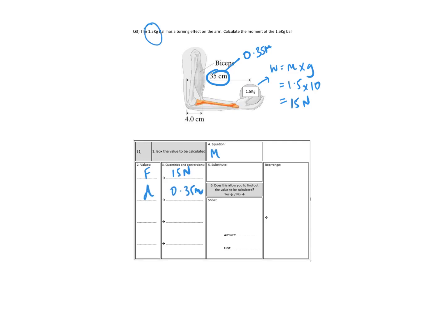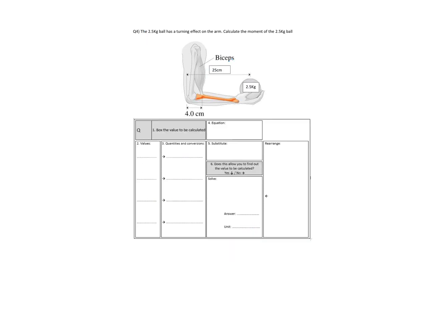Our equation, moment equals force times perpendicular distance from the pivot. And if we substitute the numbers in, so moment equals 15 multiplied by 0.35, we can then use a calculator to find the answer, which is then 5.25 and the unit Newton metre.